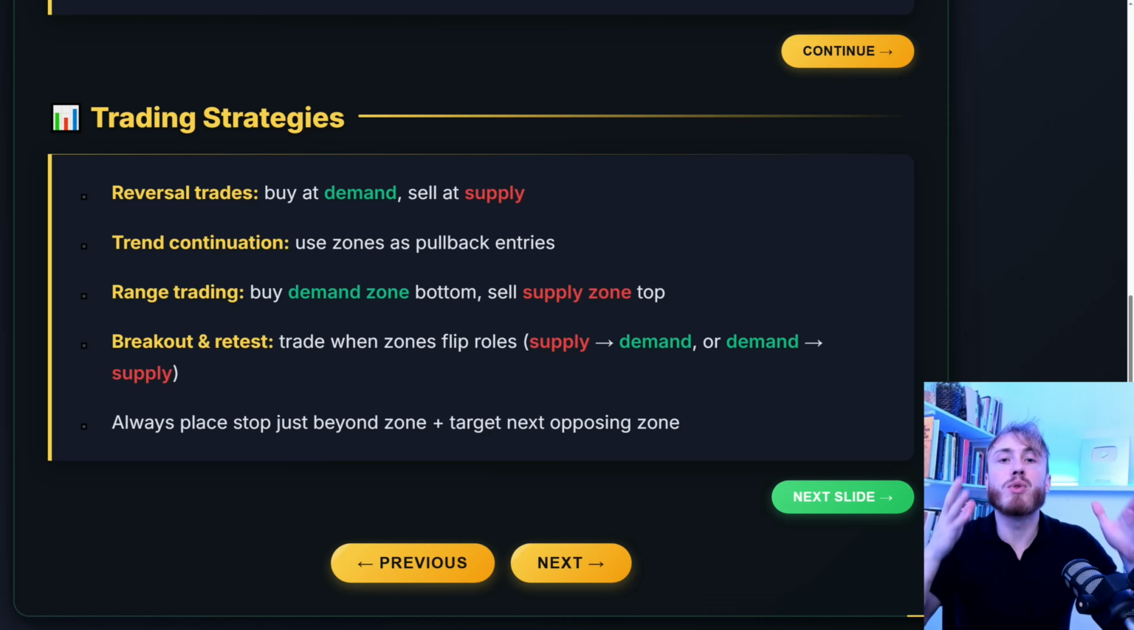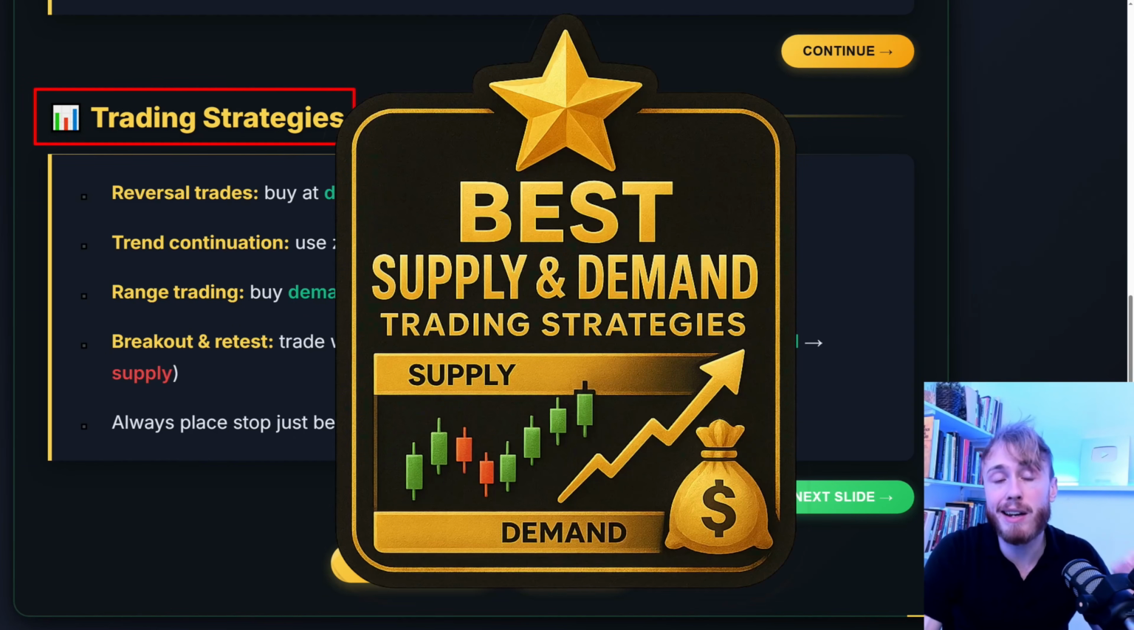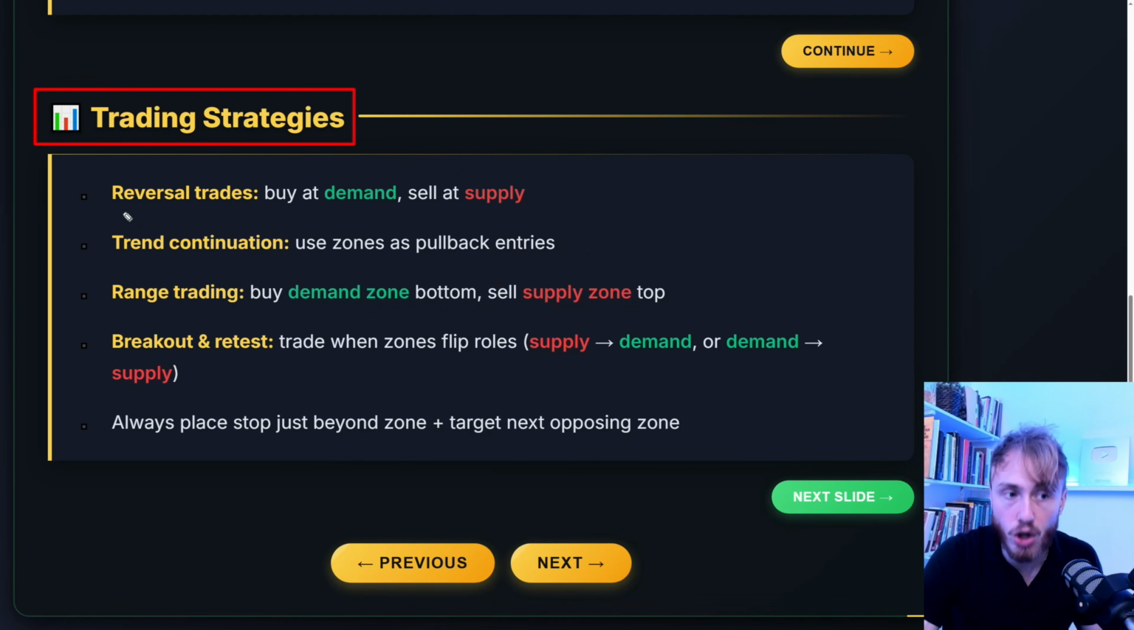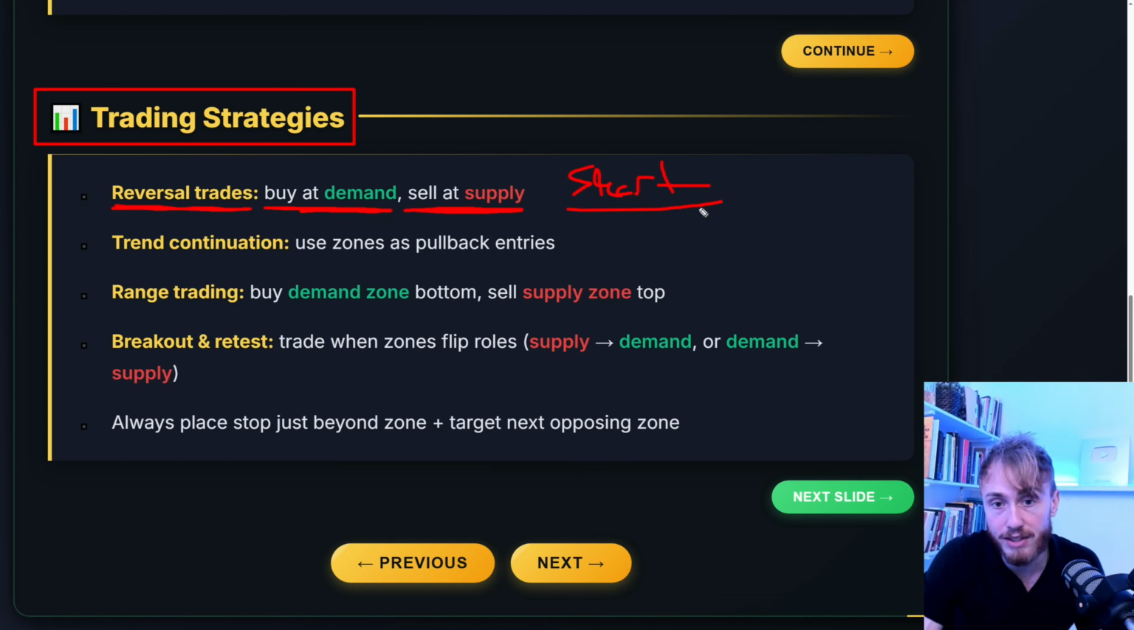But right, so now let's switch the attention a little bit here and take a look at some of the best supply and demand trading strategies. And the by far most common trading strategy, which can be very powerful if you know how to use it correctly, and I will show you a step-by-step example of this in TradingView very soon, is reversal trades. So that is basically to look out for entries at demand zones and look out to sell or to short at supply zones.